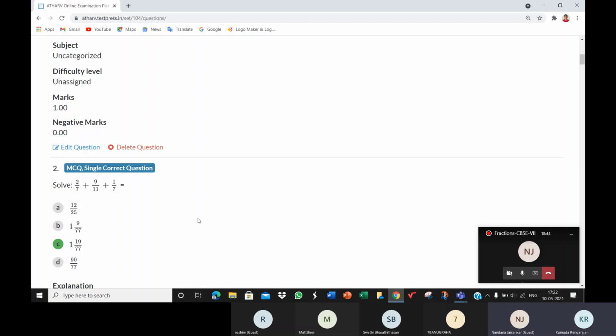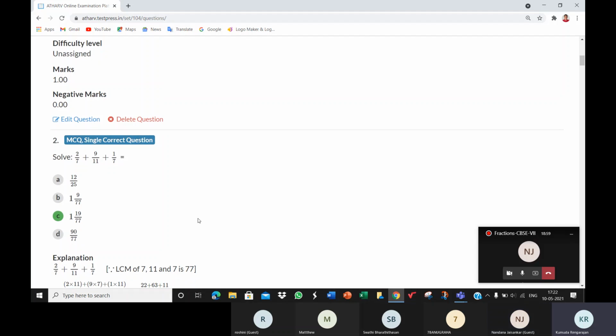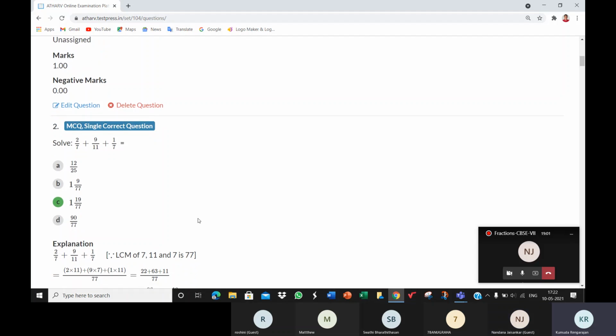So what is the LCM of 7, 11 and 7, children? 77 is the LCM. So see the first step. 77 is the LCM. Then write out the common denominator 77.